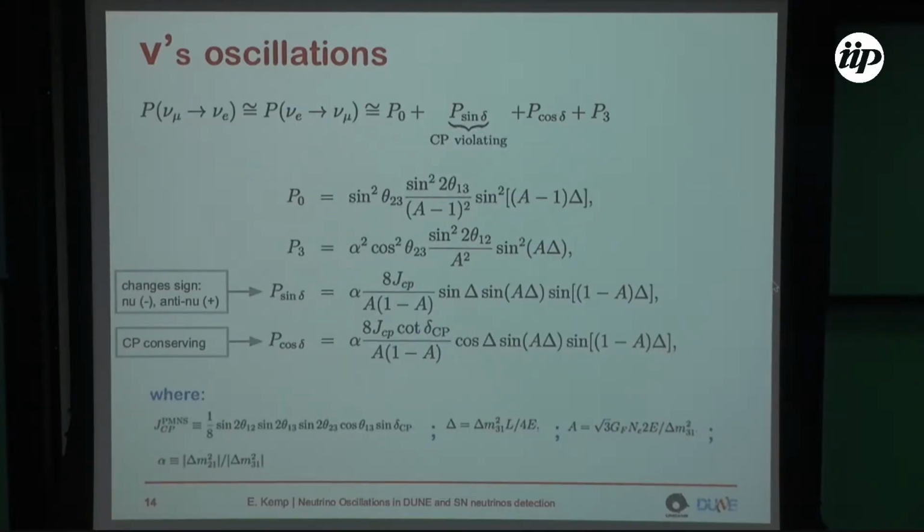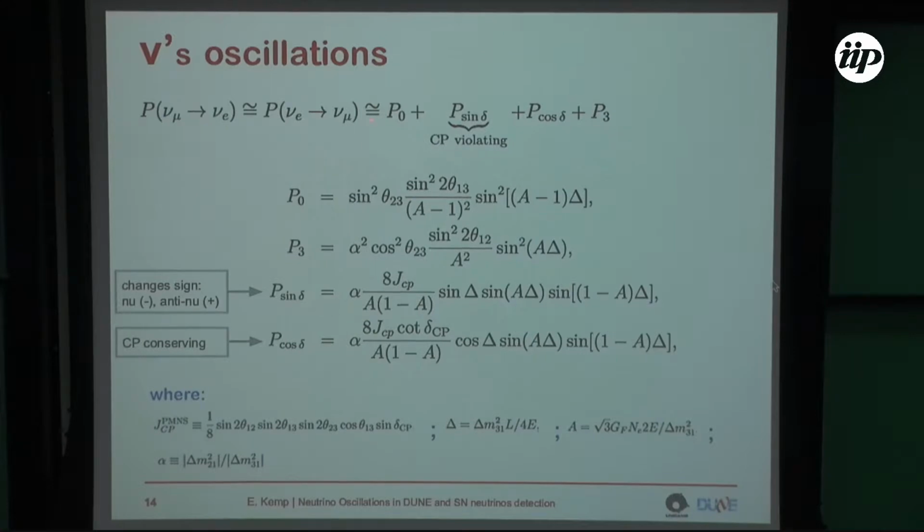What is the difference between appearance and disappearance? Appearance is when you produce a certain flavor of neutrino and you detect another flavor. And disappearance is when you produce, let's say, nu mu, and then after the neutrino propagation, you observe a flux that is smaller than the original flux. So this is called the disappearance mode for neutrino detection. But the CP violation can only be assessed through appearance experiments.